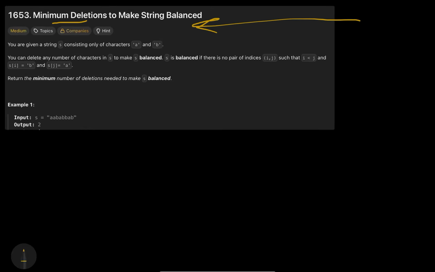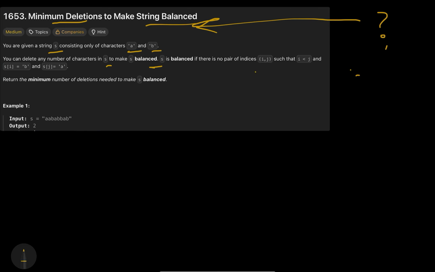Hello everyone, so today we are going to solve this LeetCode question, which is minimum deletion to make the string balanced. What this question says is that we have been given a string S which contains only two characters, which are A and B, and we can delete any number of characters in S to make it balanced. It is balanced if there is no pair of indices i, j where i is less than j, where s of i is equal to b and s of j is equal to a. And we have to return the minimum number of deletions to make the s balanced.